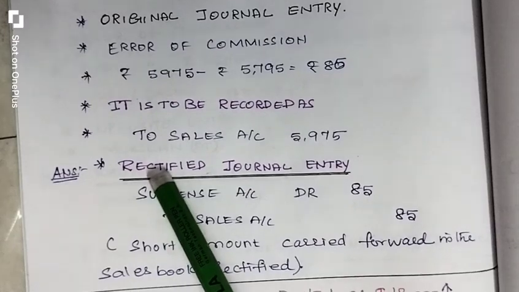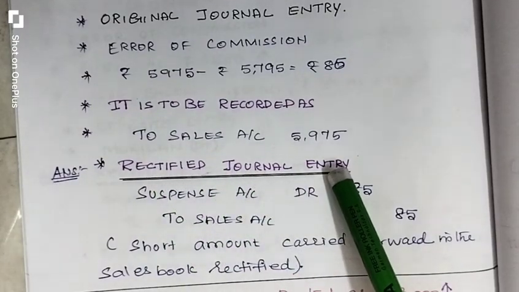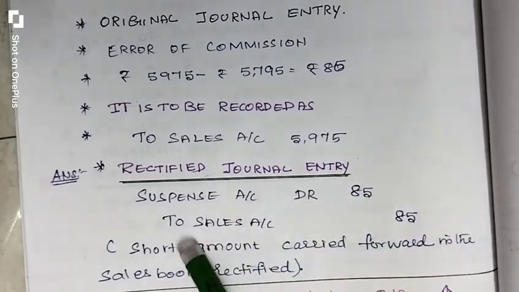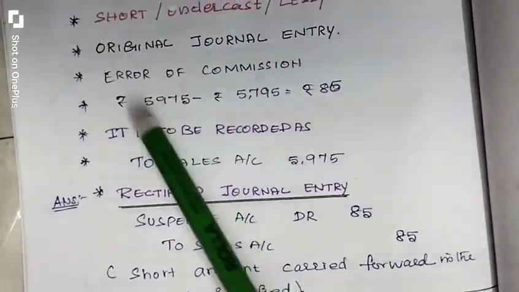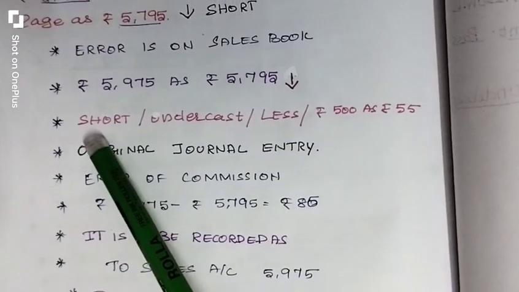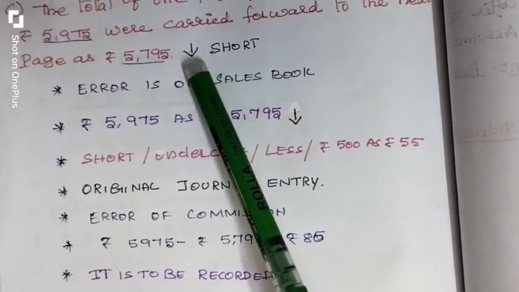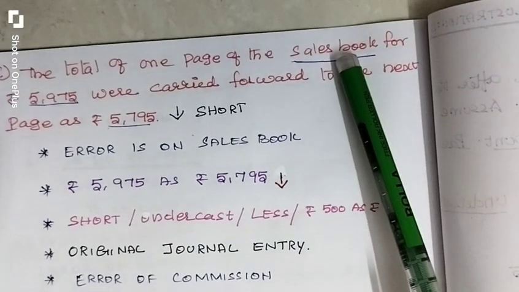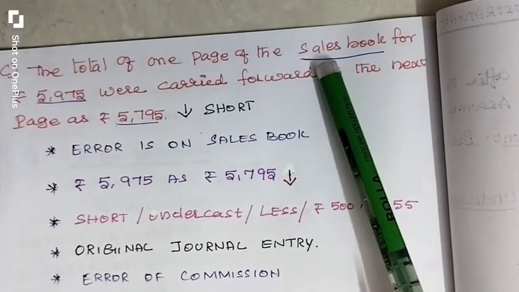So we created this rectified journal entry for the sales book. Okay. Where is the sales account? The sales account is on the credit side. We follow the original journal entry. Listen, whenever you see undercast, you should follow the original journal entry for the sales account. Where is the sales account? On the journal entry, the sales account is on the credit side.